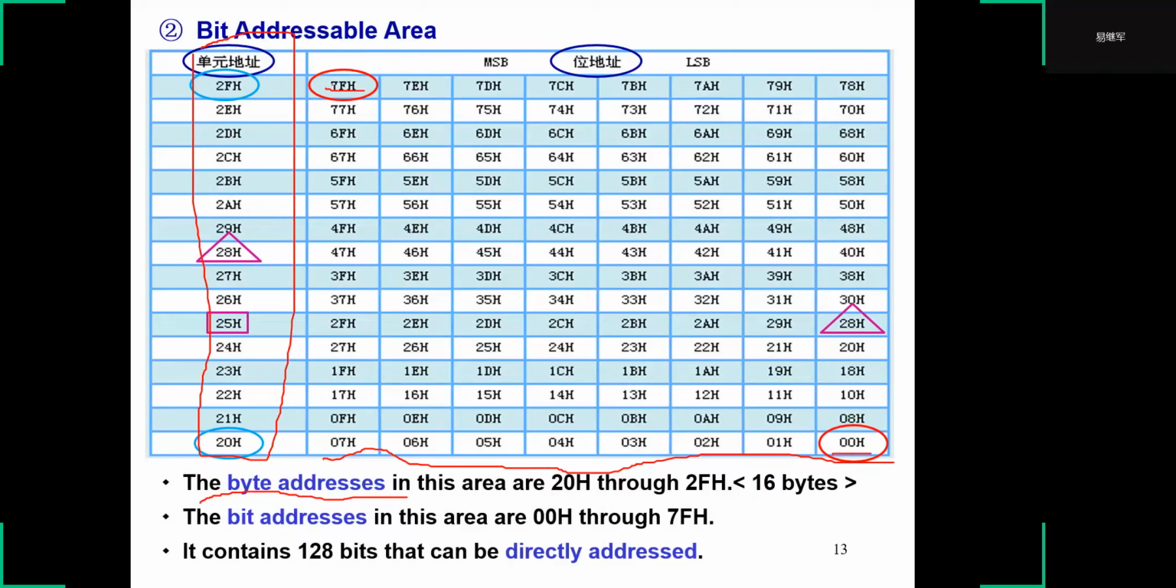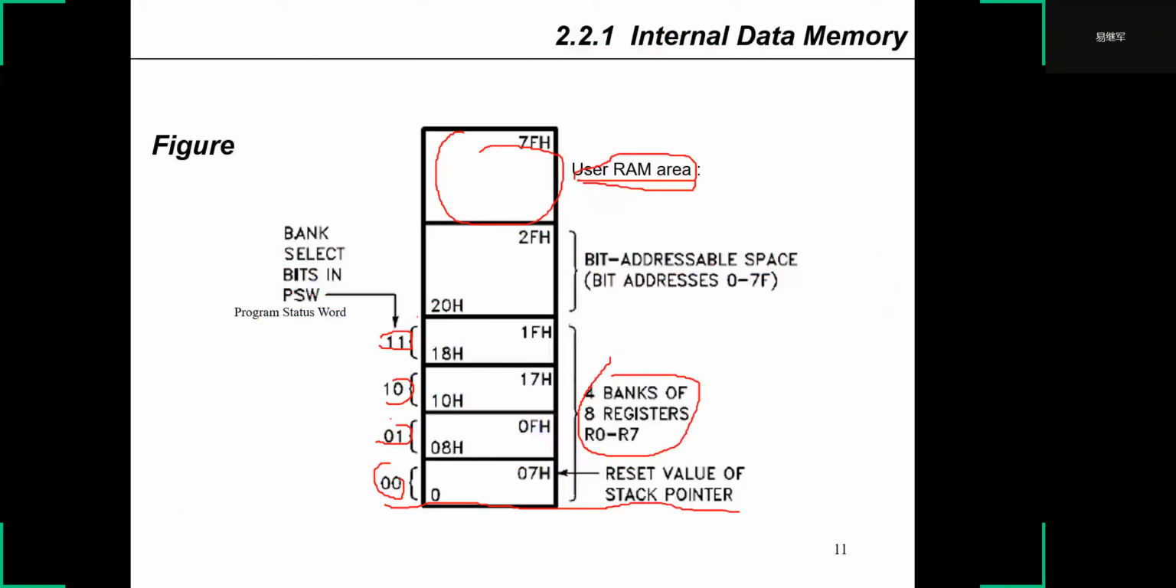This is the byte address from 00H to 0FH. Just like here, you can see here. This is 20H. This is 2FH.